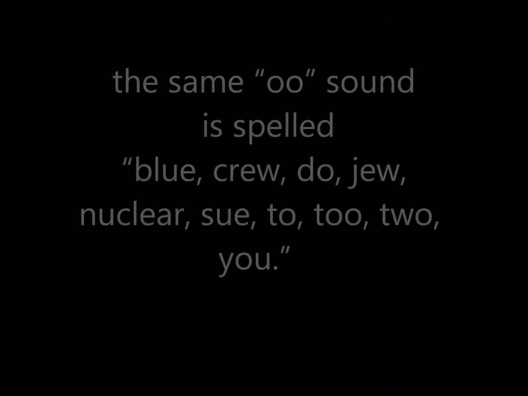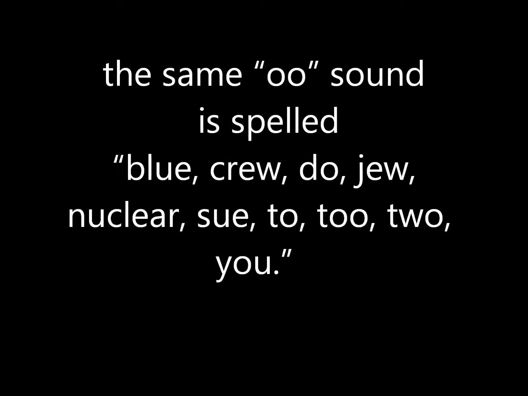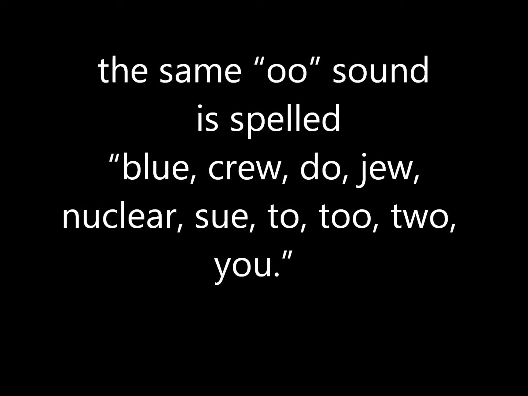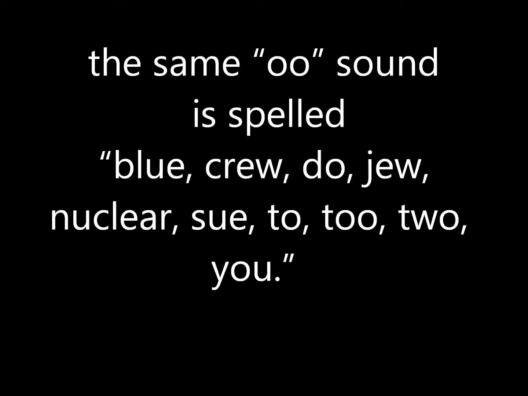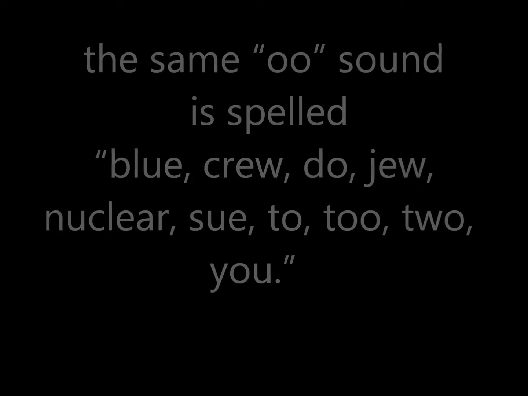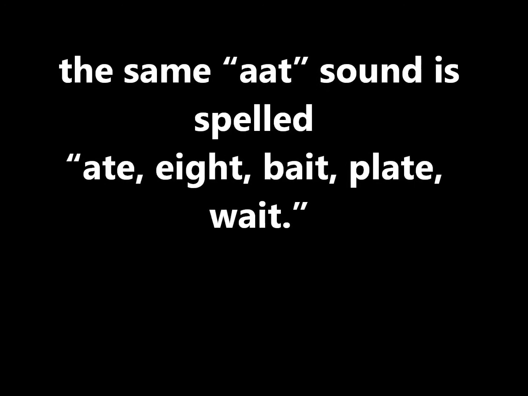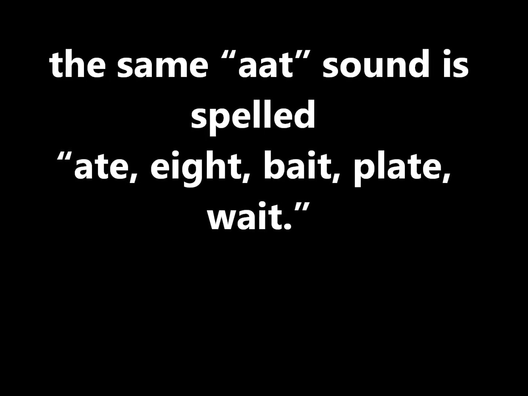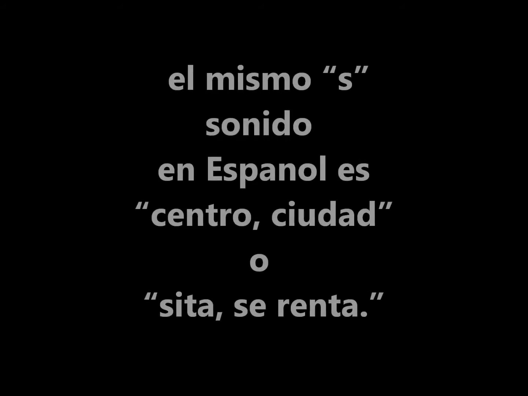To give just a few examples, the same oo sound, usually spelled oo, is spelled differently in different words such as blue, crew, do, Jew, nuclear, su, to, and you. The same eight sound is spelled eight, even though they're spelled differently and mean different things, they sound exactly the same way, as well as the words bait, plate, and wait. Español, the Spanish language, is much more consistent in its spelling, but there are some inconsistencies and complexities in Spanish spelling as well.